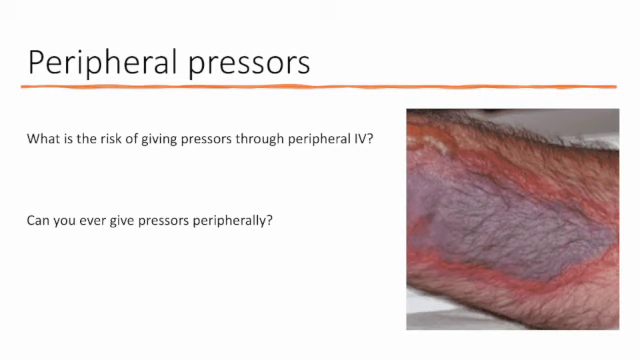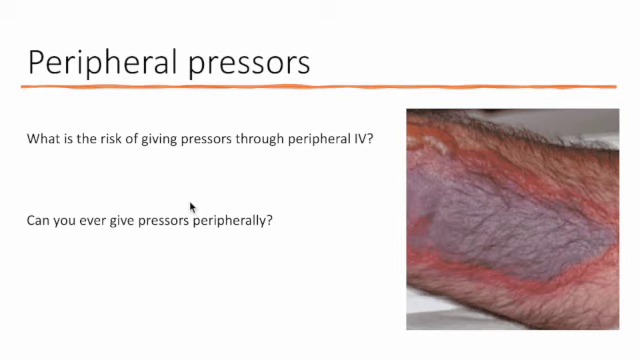So if the peripheral line gets dislodged from the vein, then the pressor can extravasate or spill out into the surrounding tissue. And when it does so, it causes local vasoconstriction, which can lead to tissue necrosis, which you can see here in this picture. So for that reason, we give pressors through a central line to avoid extravasation and tissue necrosis.